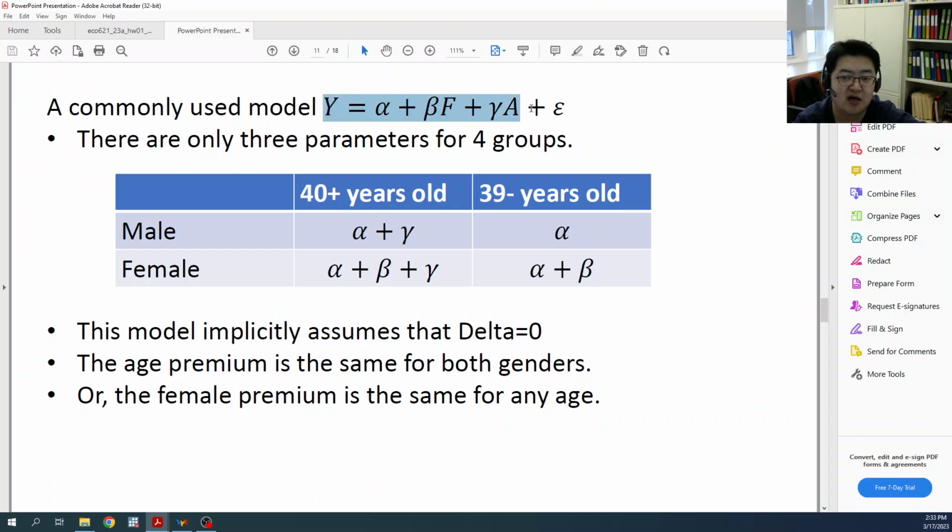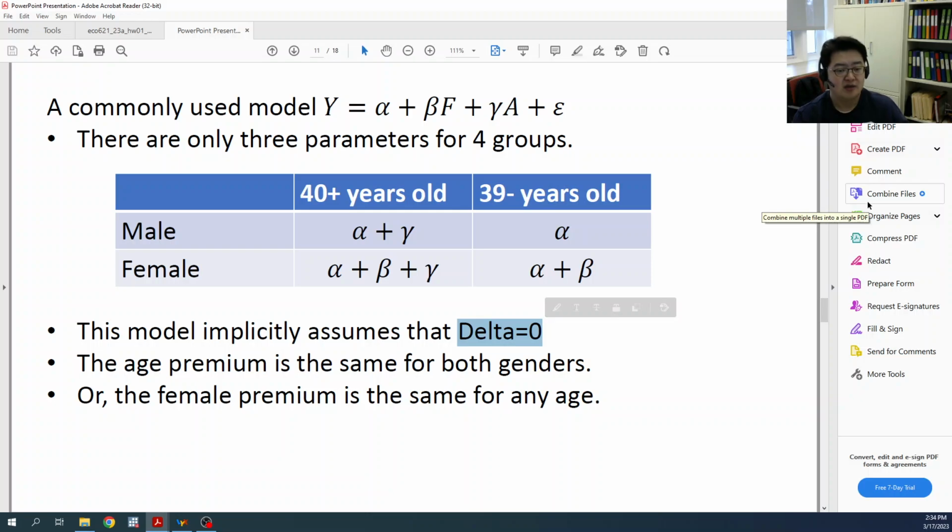Also, commonly used models are usually in this form. Usually we don't care much about interaction terms unless they are particularly important. So when the interaction term drops, that means delta, we are assuming delta equals 0. So the assumption you are making is that the age premium is the same for men and women, or the female premium is the same for 30 years old and 40 years old. So this is another way you can utilize the interpretation when you understand the model. Even if there is no intercept in the regression equation, you have to see the hidden information, the hidden assumption here. That's the hidden assumption. And so understanding the general mechanism of the interaction terms and the dummy variables is important. Okay.